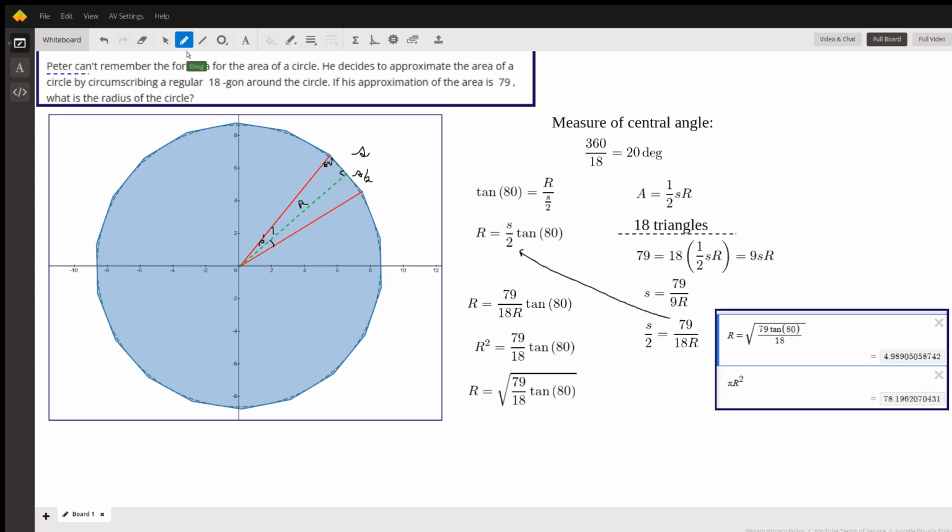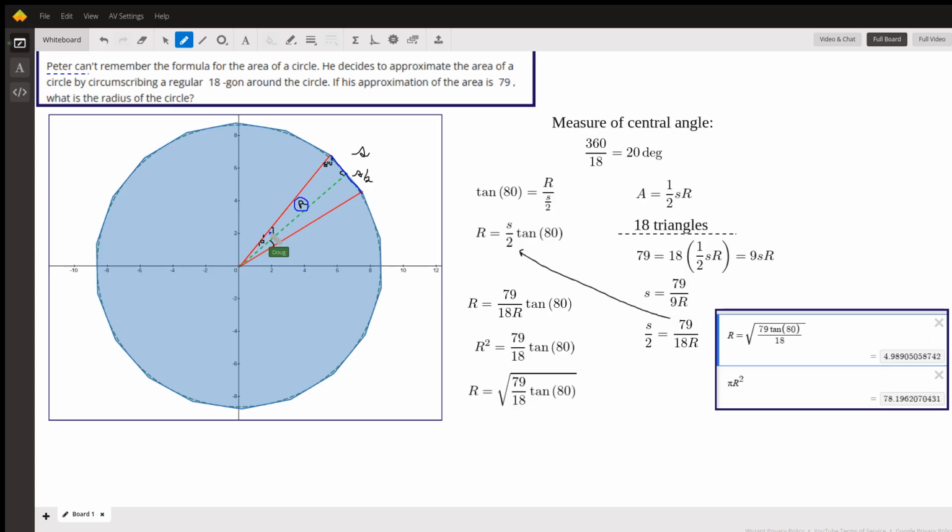And so here's the key. When you circumscribe a polygon around a circle, each side of the polygon, which is this side right here, is tangent to the circle. So that means if you draw a segment from the center of the polygon or the center of the circle to that point of tangency, that's actually the radius of the circle. So that's what we want to find right there, R.